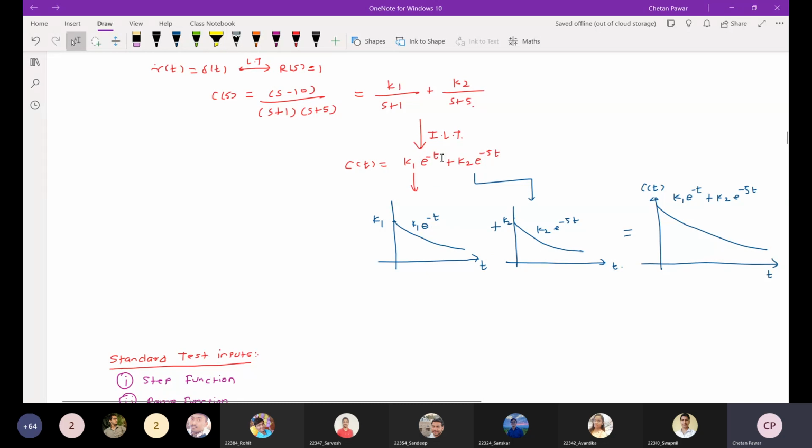is mainly dependent on poles. Here you can see e raised to minus t and e raised to minus 5t. So the system response is mainly dependent on the poles of the system, not on zeros. Whatever output response you get mainly depends on the poles of the system. So the poles decide the characteristics of the system. For any system, characteristics are defined by the system poles. Okay. So that particular thing is defined by the characteristic equation.